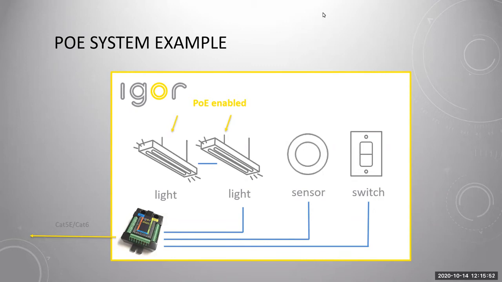Here's another, deeper dive into what some of the connections look like in an Igor PoE system. In this case, we've got a couple of light fixtures connected to an Igor node. We've got an occupancy sensor, we've got a wall switch, all connected to that same device.